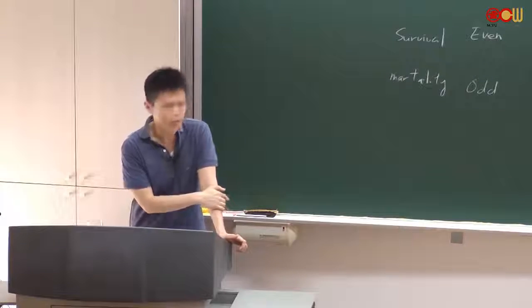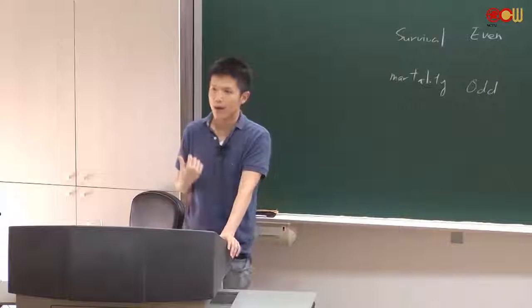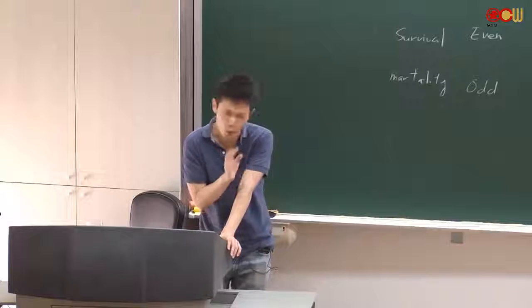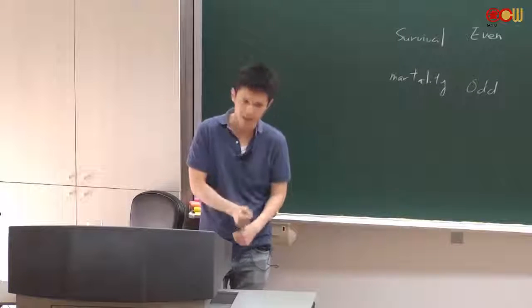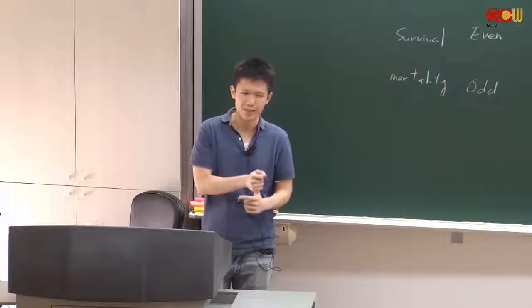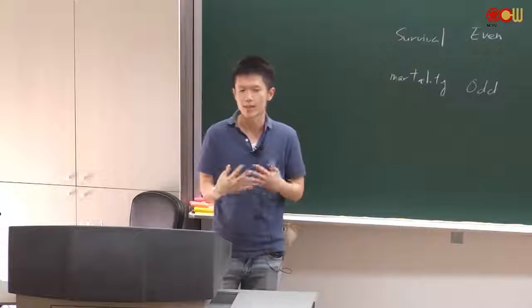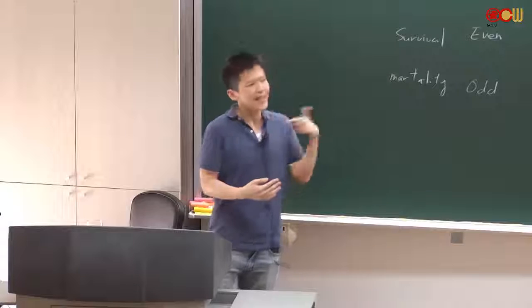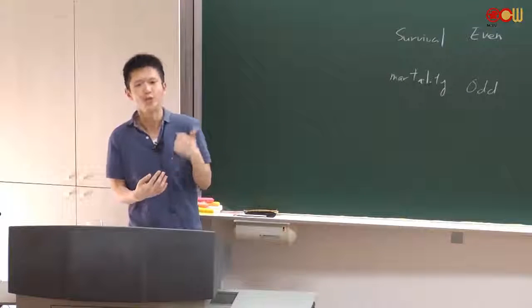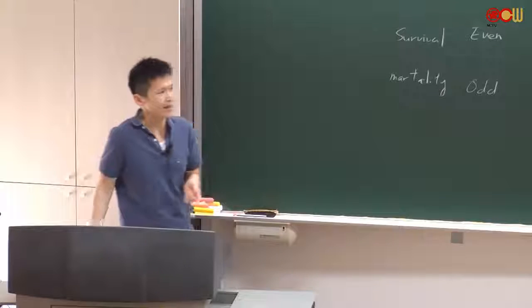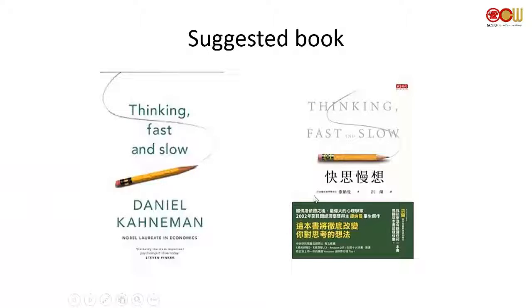So that was decision making. We talked about cognitive psychology, and in the second hour we talked about heuristics: availability heuristic, representativeness heuristic, and anchoring heuristic, and then we talked about decision making, framing. Okay, if you are interested in this kind of topic, there is this book, Thinking, Fast and Slow, and there is a Chinese translation for it. Okay, it was written by Daniel Kahneman.